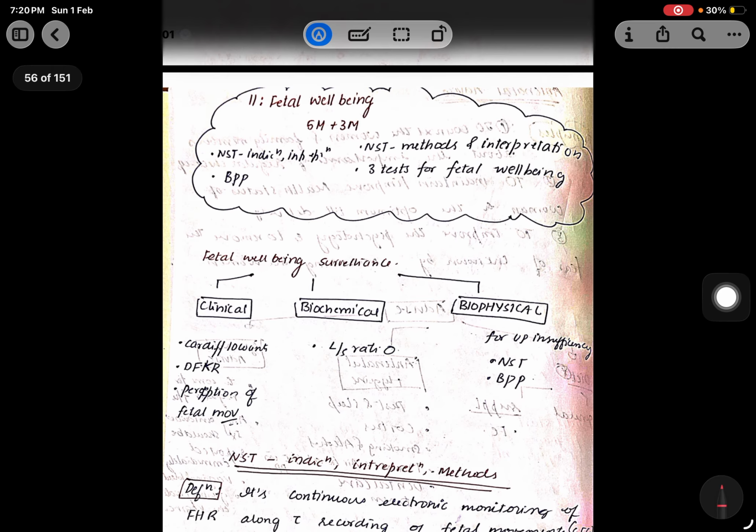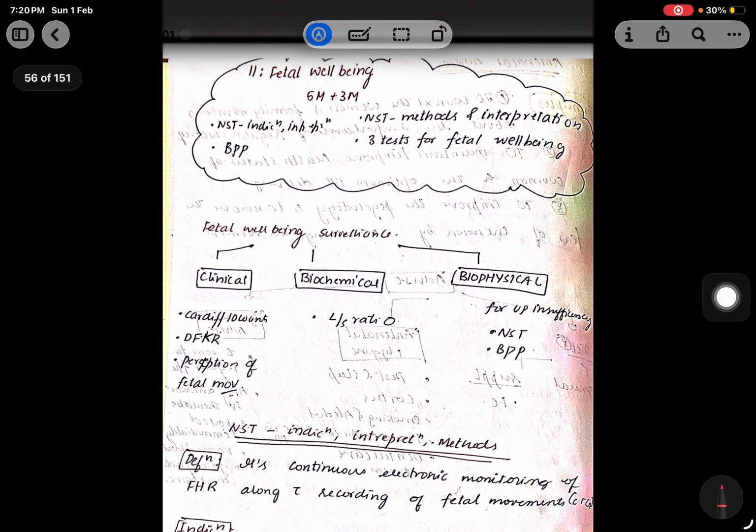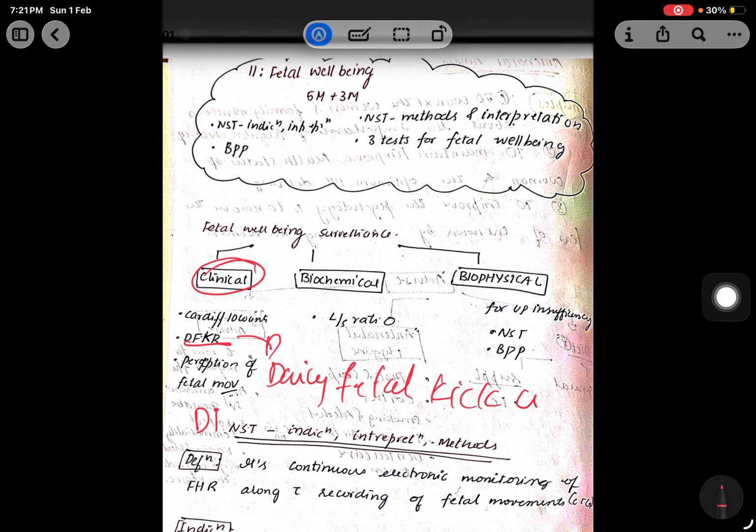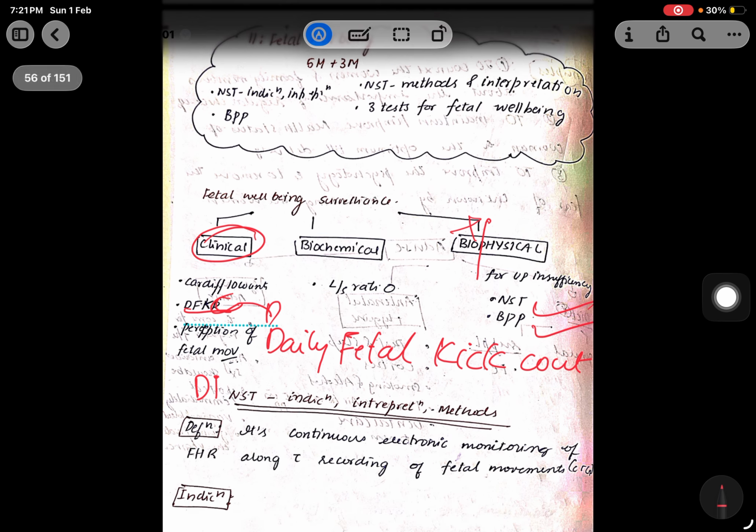So how do you check for fetal well-being? You can do DFKC, that is daily fetal kick count. It's not R, it's C. Then how do you check for fetal well-being? You have the L/S ratio to check for lung maturity. Again, you have biophysical tests. What do biophysical tests mean? You are applying a biological thing plus a physical thing, that is the NST and also the biophysical profile scoring. So that's what they are trying to say.